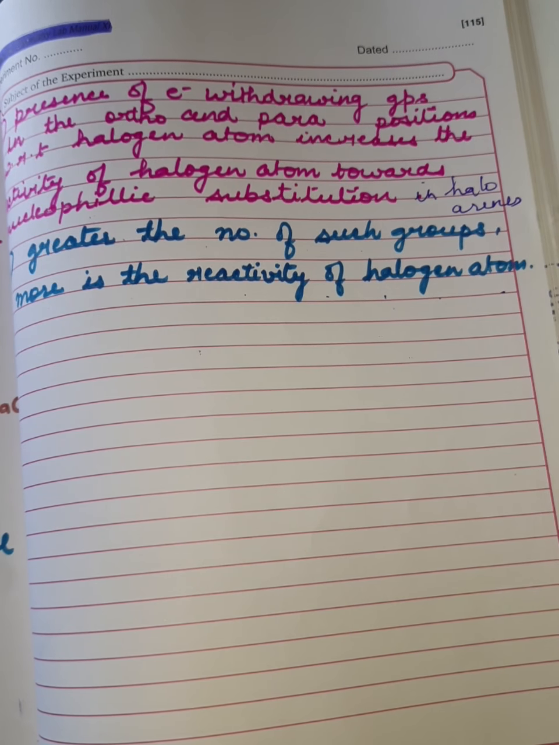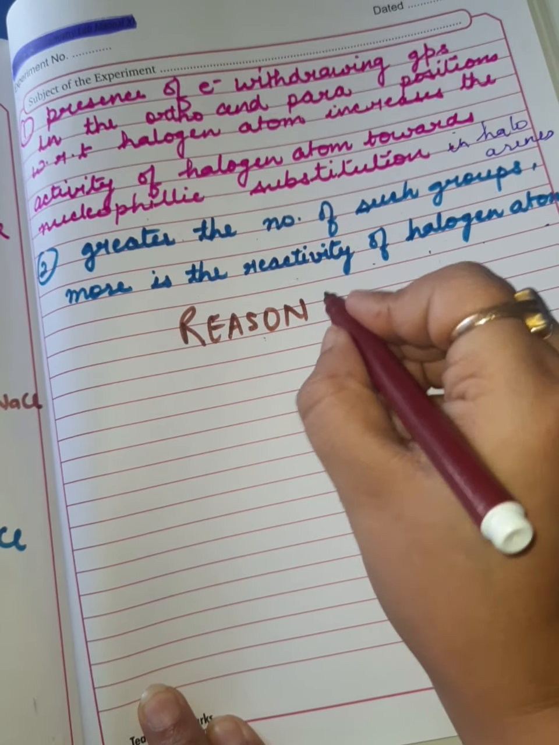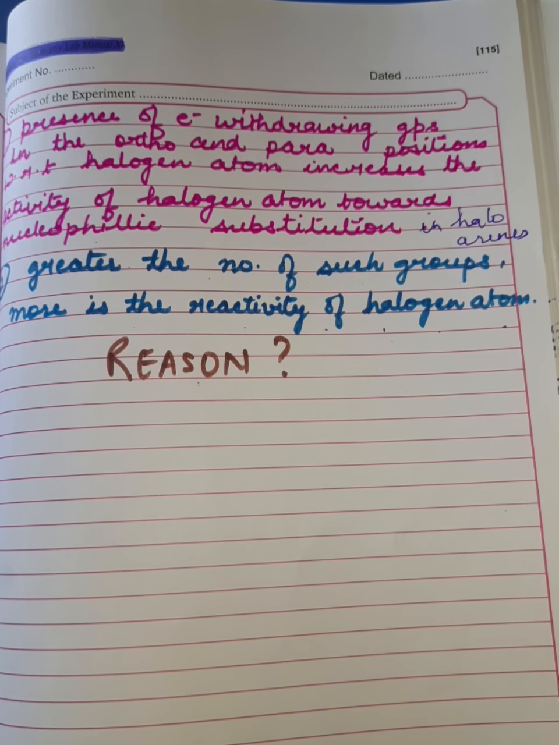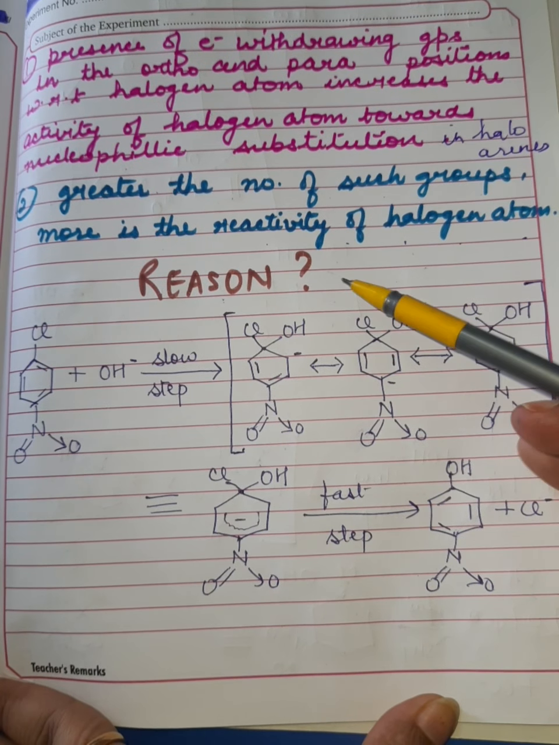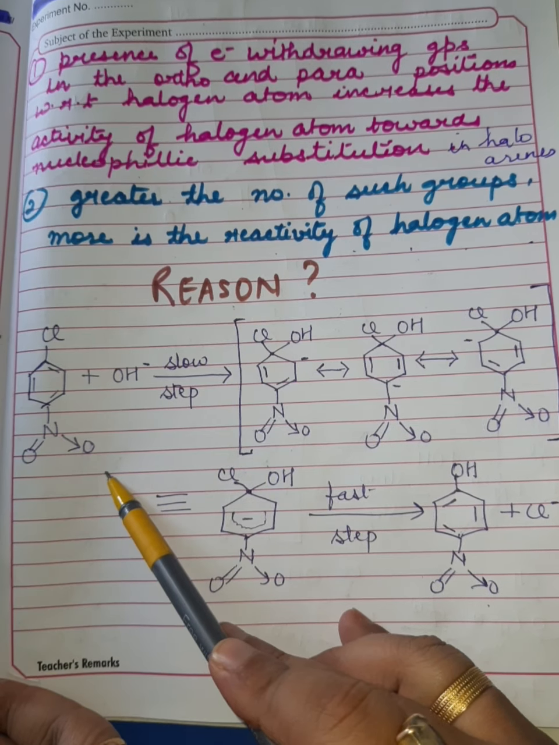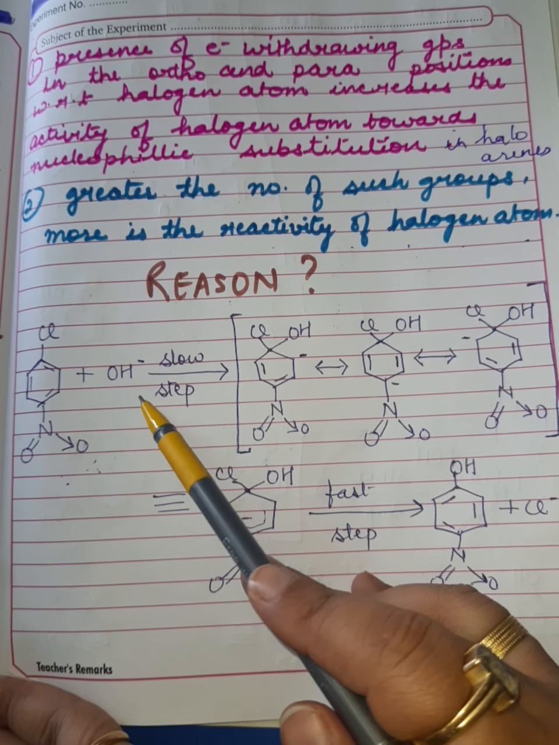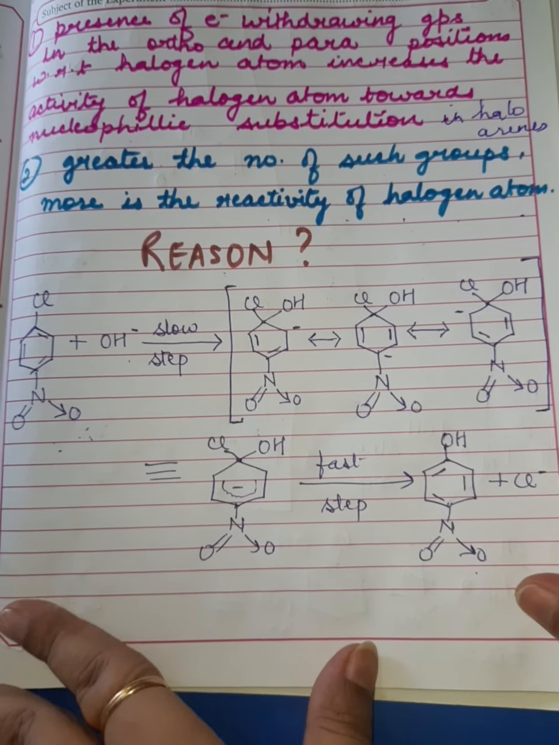Now let us understand what is the reason why the presence of electron withdrawing group increases the reactivity of halogen atom where it is present at ortho and para position. So let's have a look towards that reason. See dear students, its reason lies in the mechanism of the process. So here I have taken 4-nitrochlorobenzene, its nucleophilic substitution reaction with OH minus. Mechanism of this equation. Alright, so answer lies in the mechanism. So for each equation we'll see the mechanism.